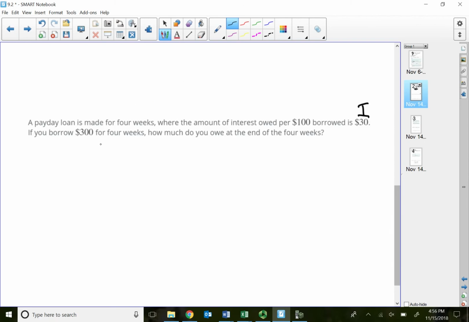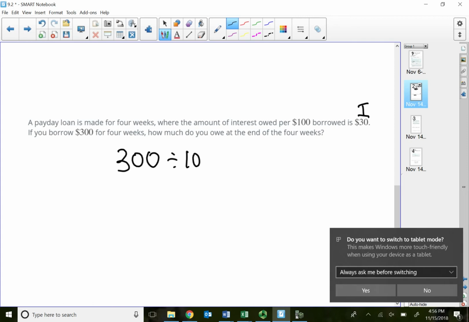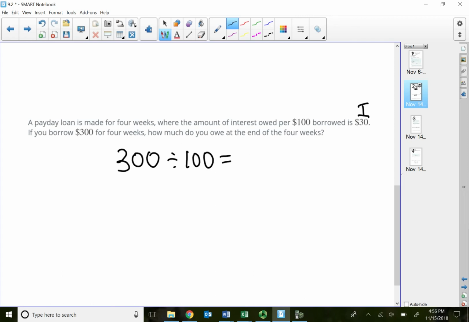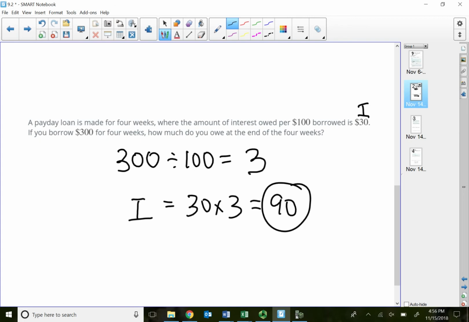All right. So if I borrow $300, which is, if I divide it by 100, that means I borrow 3 of those $100. Okay. So every $100 I borrow, I gotta pay interest $30. So since I borrowed 3 of those $100, then my interest got to be 30 times 3, which will be $90. Okay, that will be my answer.